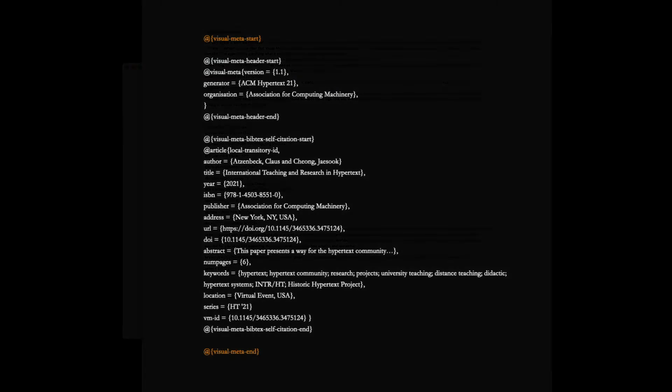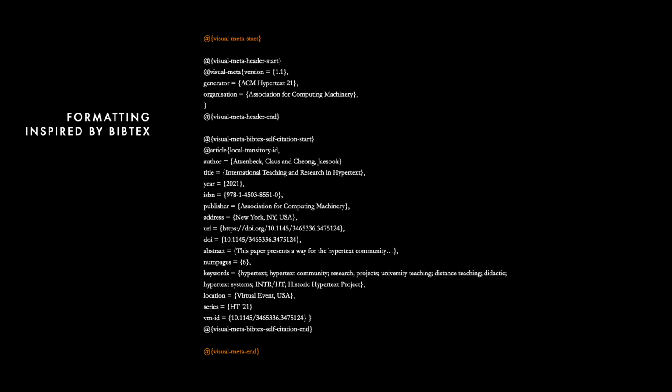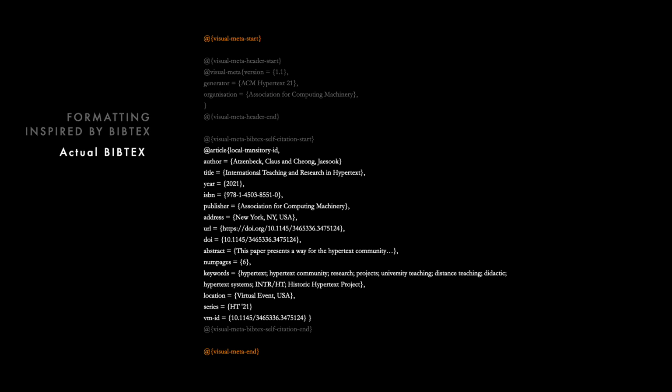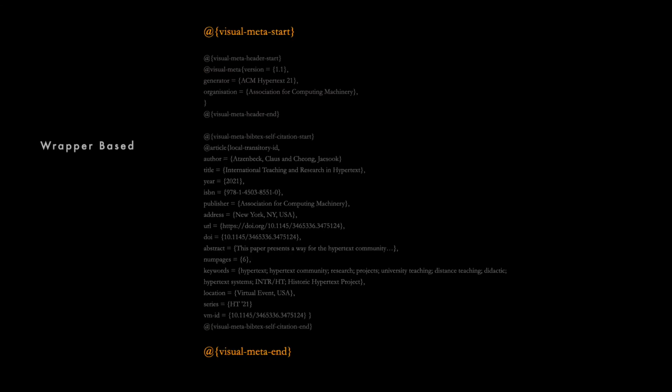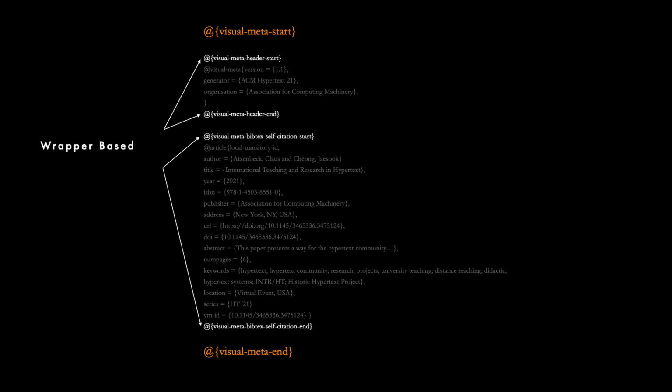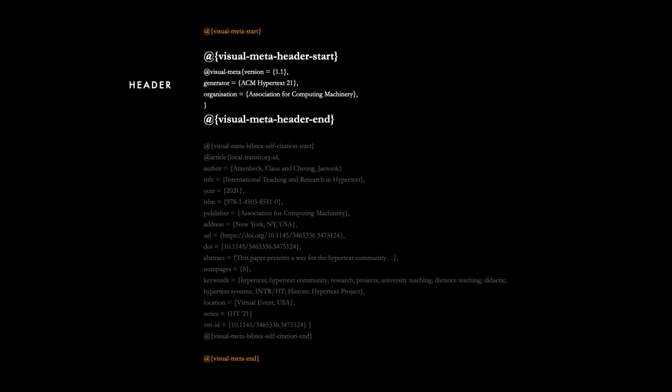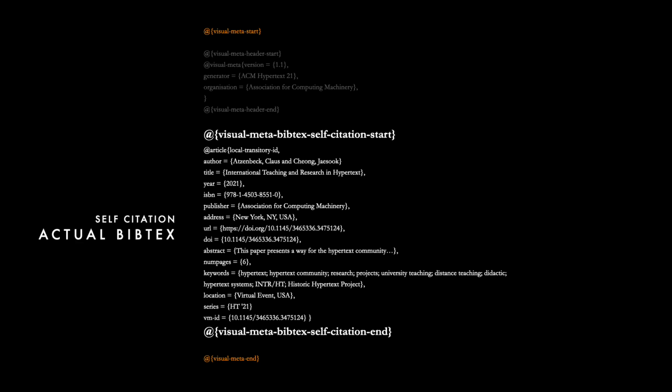Then we zoom in and clarify the example from Hypertext 21. We say it looks like BibTeX. This thing is actual BibTeX, and it's a wrapper-based system. So you end and start with these tags, and within that, in the header and self-citation, you can see these are wrappers inside Visual Meta. I'll go through the header and the self-citation, which is what people need to cite this document, of course.